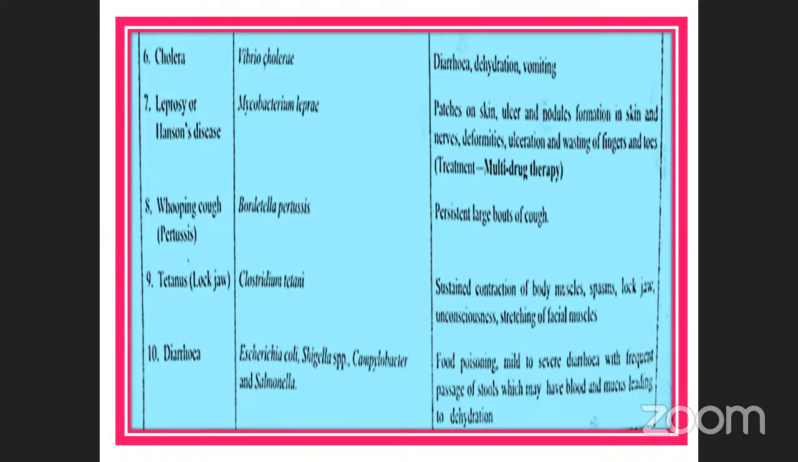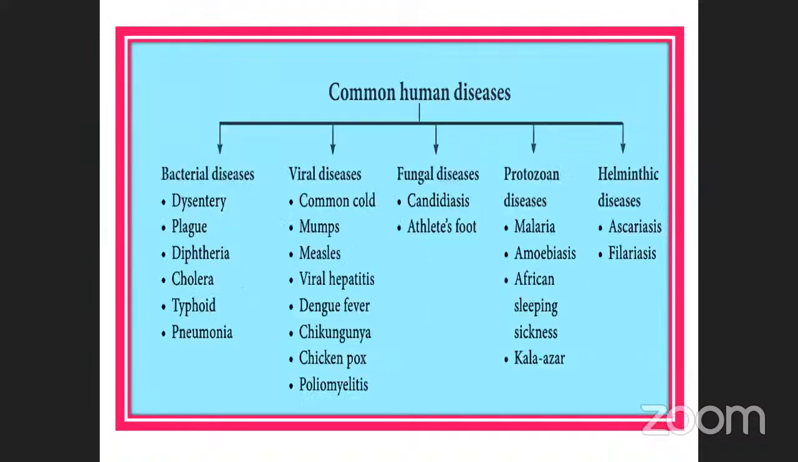E. coli, otherwise called Escherichia coli, Shigella species, Campylobacter and Salmonella. These are all considered causes of diarrhea. Food poisoning, mild and severe diarrhea with frequent passage of stools, which may have blood and mucus, leading to dehydration. These are the symptoms as given in a table format, isn't it? We'll see one by one.